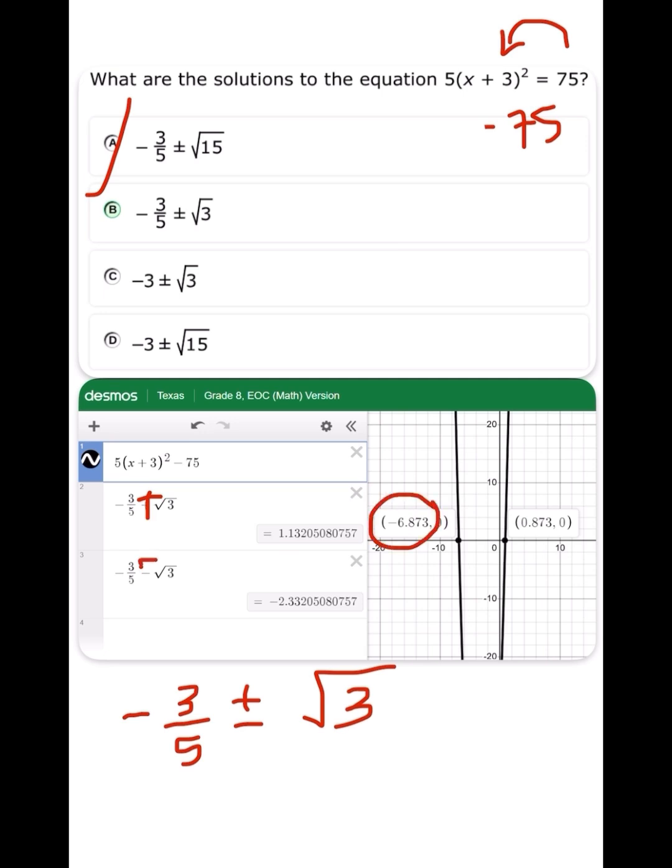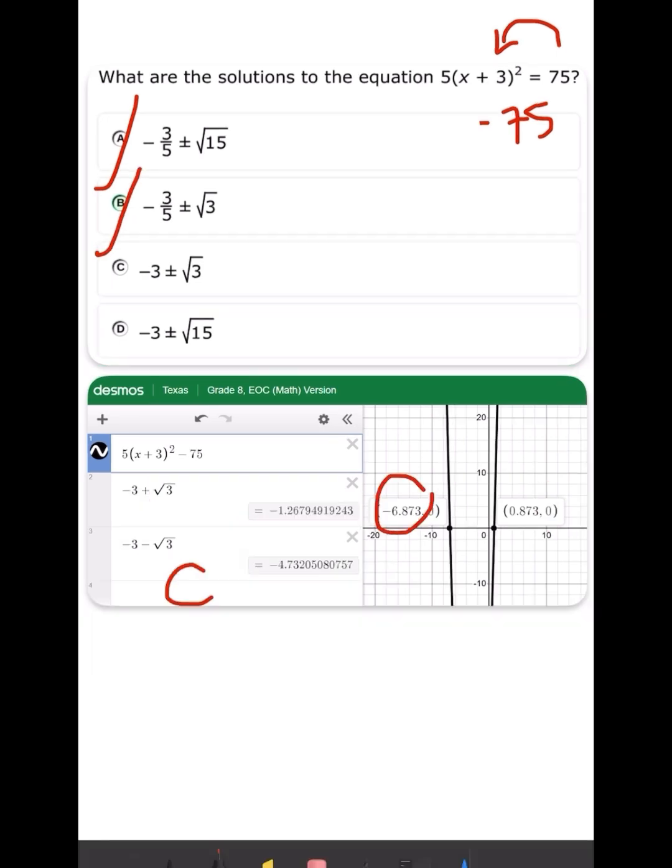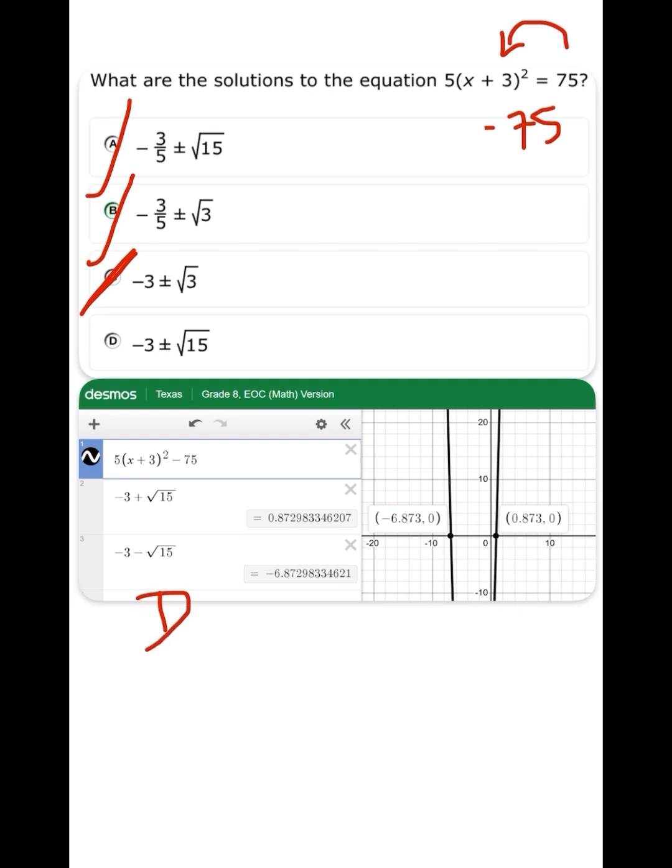Answer choice B does not match. Answer choice C does not match. It's the decimal values of answer choice D which match the decimal values of the x-intercepts of the graph.